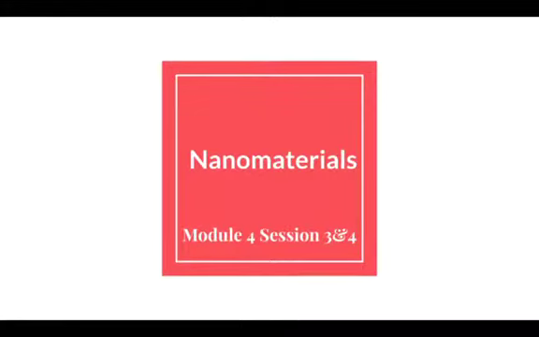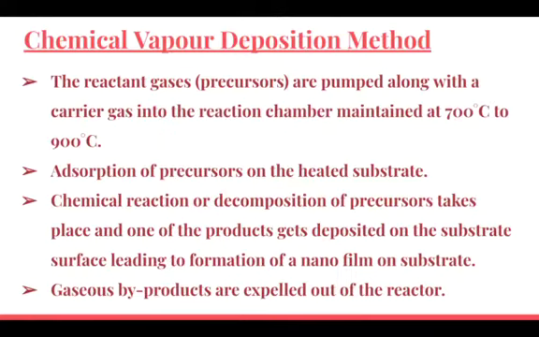In this session, we will be dealing with the chemical vapor deposition method for the synthesis of nanomaterials as well as nanoscale materials like fullerenes, carbon nanotubes and graphenes. So first we'll see chemical vapor deposition method. Here the reactant gases, that is the precursors, are pumped along with the carrier gas into the reaction chamber, and the reaction chamber is normally maintained at 700 to 900 degree Celsius.